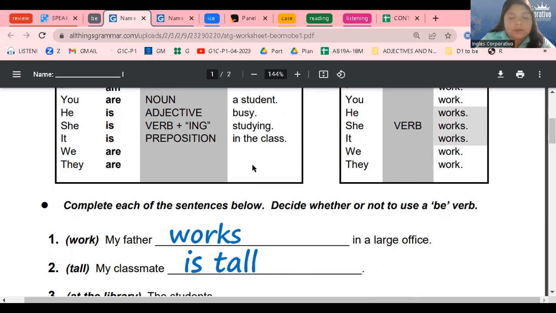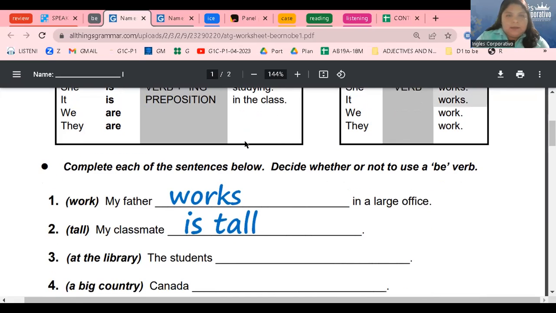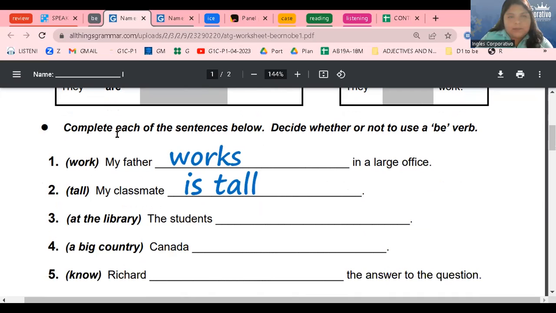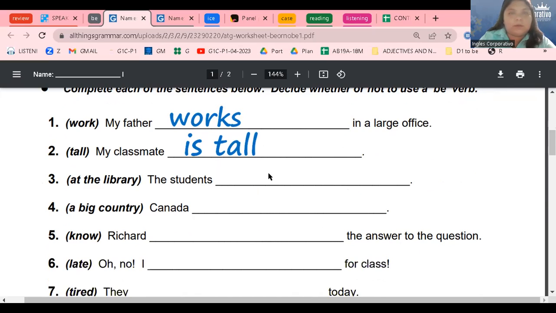Well, prepositions, when we talk about origin, place, location, en este caso hablamos de ubicaciones, preposiciones que nos indican tiempo, lugar. Okay, so now we're gonna complete each of these sentences below. So we have to decide whether or not to use a be verb. Tenemos que decidir si vamos a utilizar el verbo to be o no, o utilizamos otro verbo. Examples, look at the verb. You have to use the verb in parentheses.